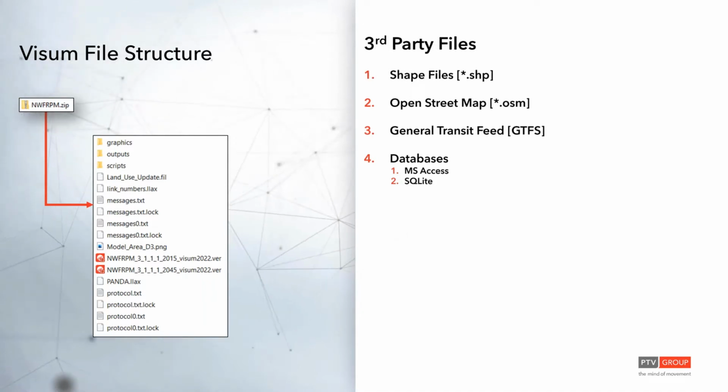Some third-party files that we might be seeing are shape files, OpenStreetMap files, general transit feed files. These are all third-party data sources that we can bring into Visum that will often be found in the same file location. So these are, in addition to the PTV file types, additional file types that you'll frequently see with Visum files. And then also databases, we can link to Microsoft Access as well as SQLite.